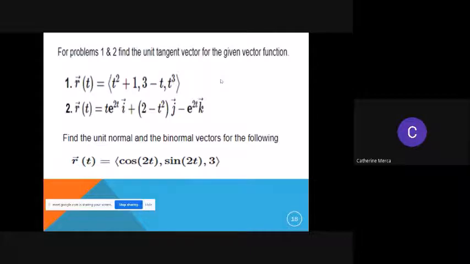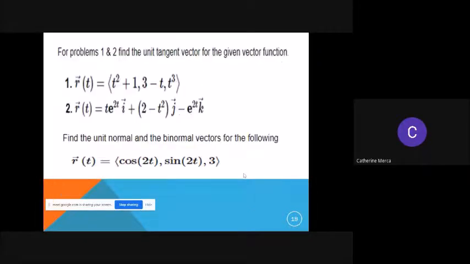Although, sa first prelim pa yun siya na topic, yes. Then, you can make use of that one. So, if you are given your r of t, then you can find the unit tangent vector. You can also find the normal vector, and you can also find the binormal. So for problems 1 and 2, find the unit tangent vector for the given vector function. Find the unit normal and the binormal vector for the following. This is on page 18.